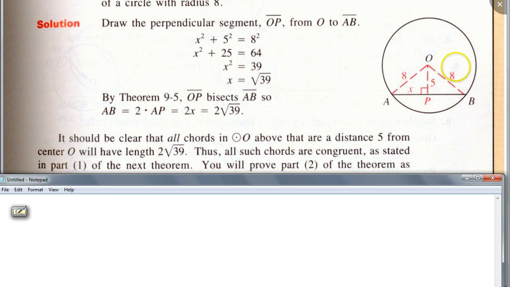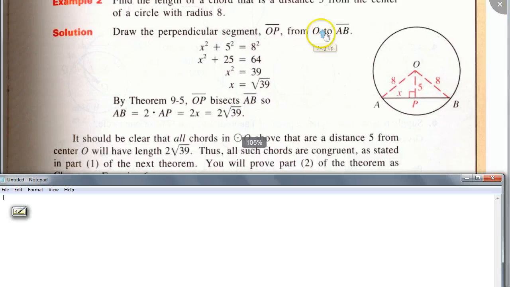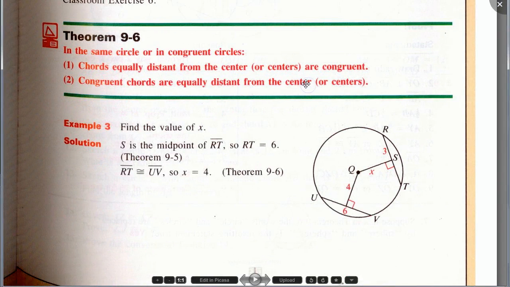Can you imagine the chord moving around within this circle, right? AB could be like this, or here, right? You could actually move it. Or imagine a stick in a circle. You move that stick around in that circle. The distance is always going to remain the same. It's not going to be any closer or any further out, right? So guess what? Our next theorem is exactly saying that. So here's the theorem.